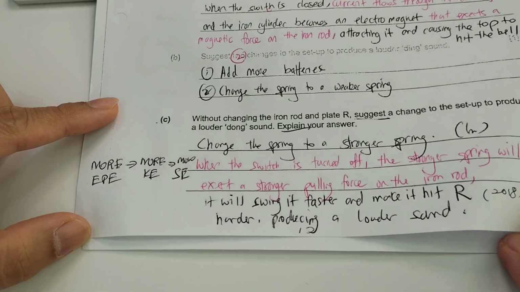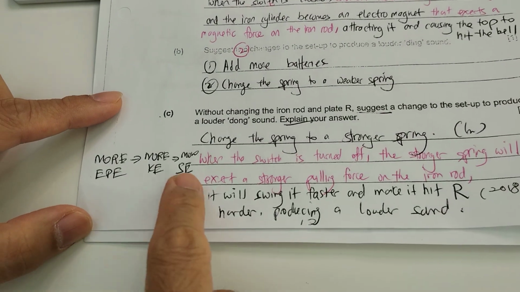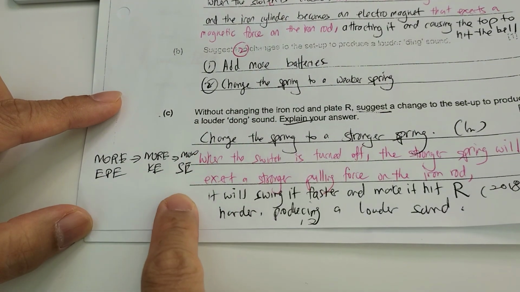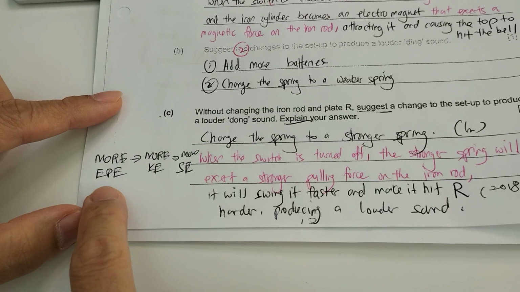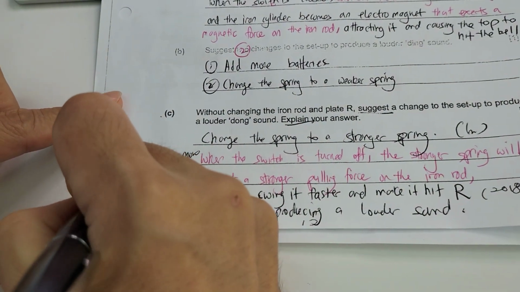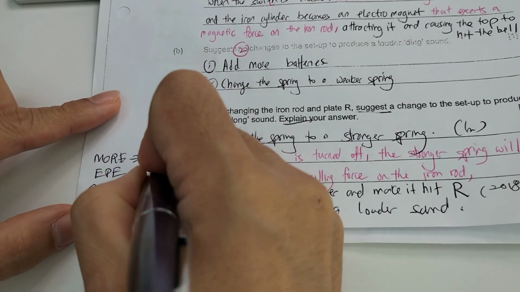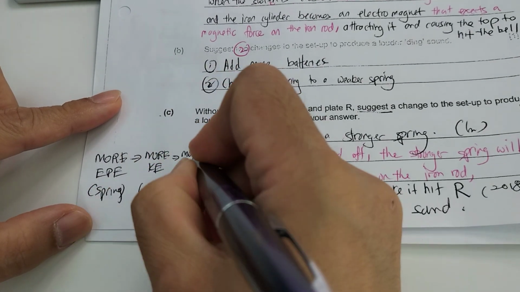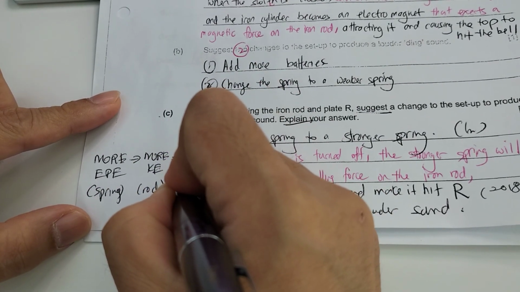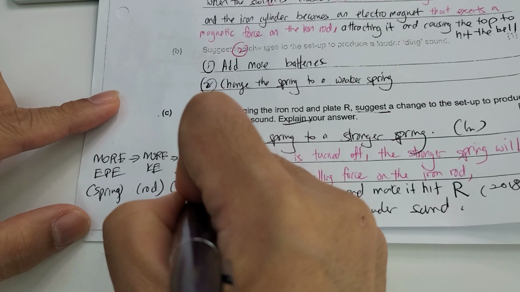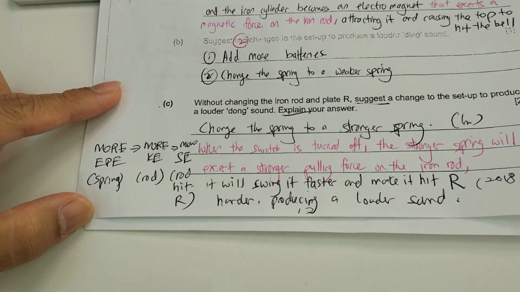Alright? Now, to make your answer clearer, you can even write this down for the examiners to see. More EPE in the spring, more KE in the rod, more sound energy, rod hits R. Make it very, very clear.